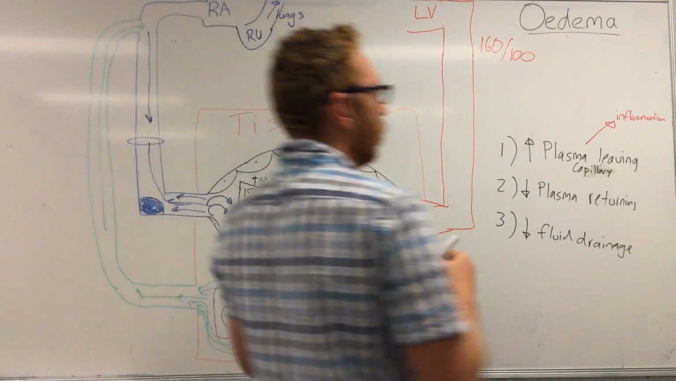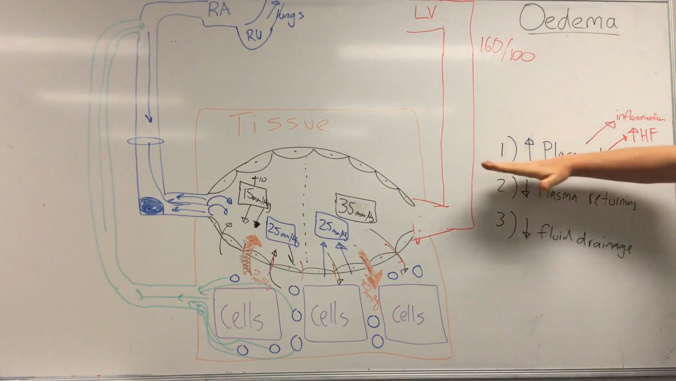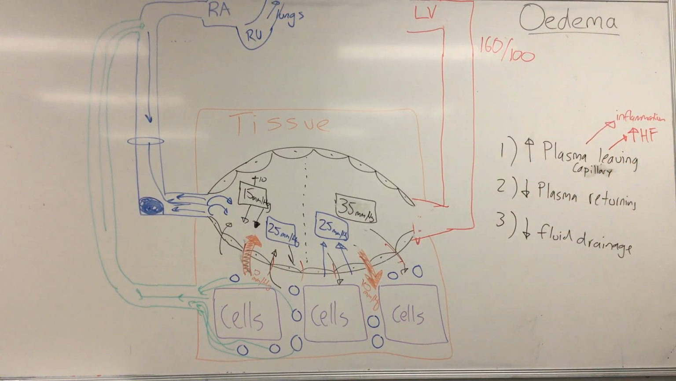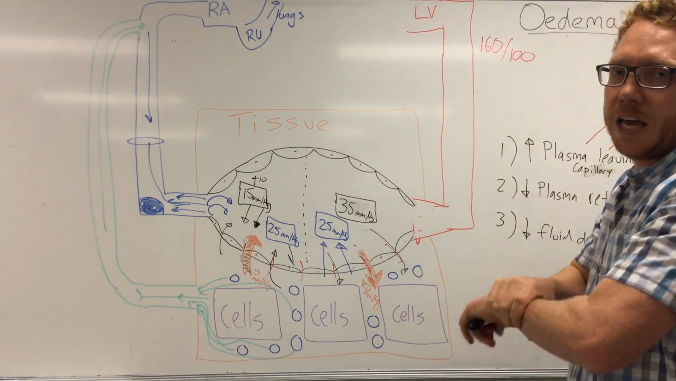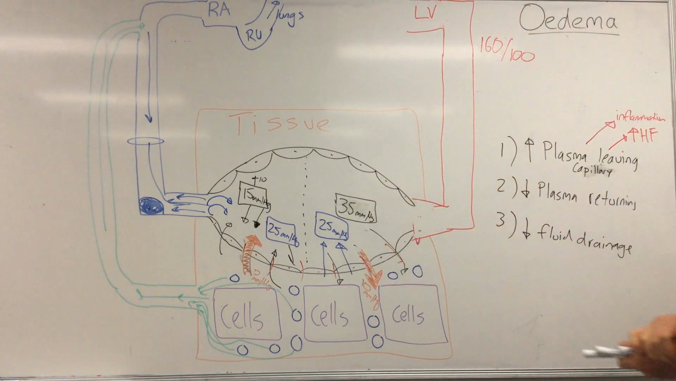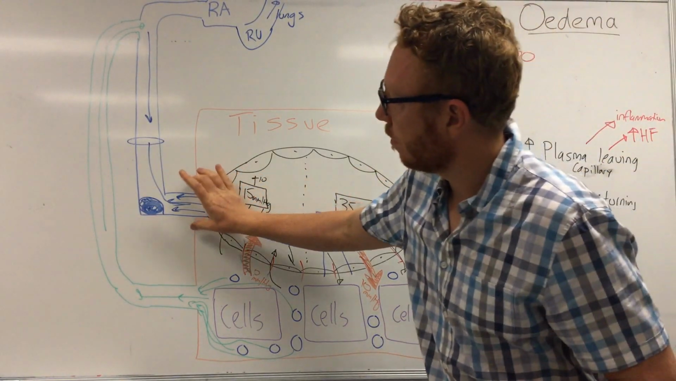So another cause of how plasma leaves the capillary is an increase in hydrostatic forces. Within that category of excessive amounts of plasma leaving the capillary, it could either be through an inflammatory cause or just excessive heat. If you were to put a heat pack on someone, that would cause vasodilation, and they can get edema from that. Or increased hydrostatic forces, which is generally from the venous end.